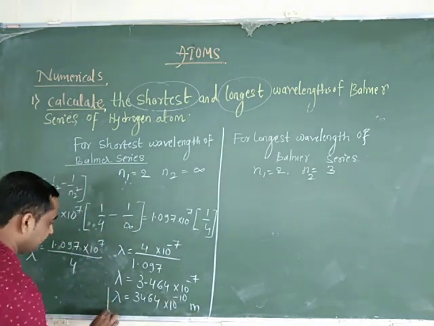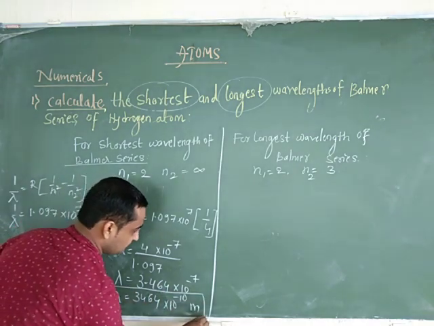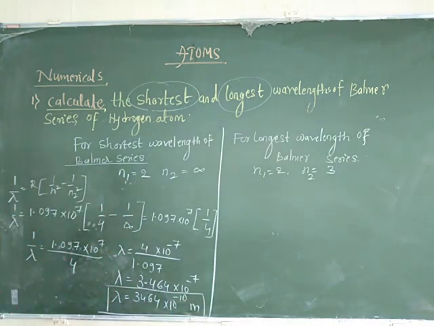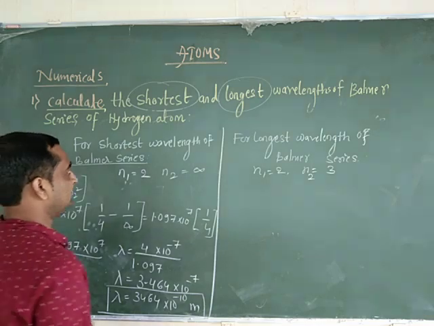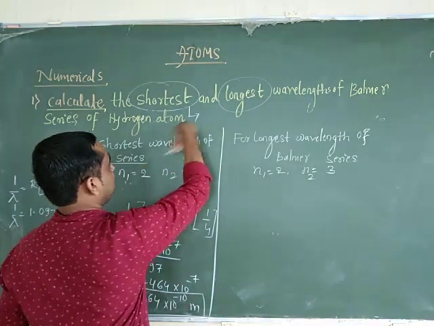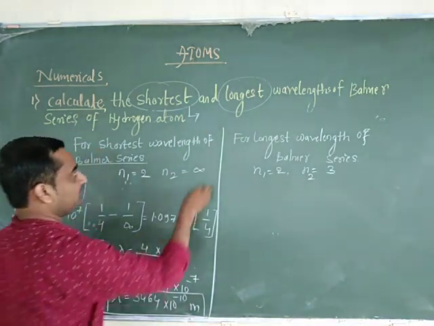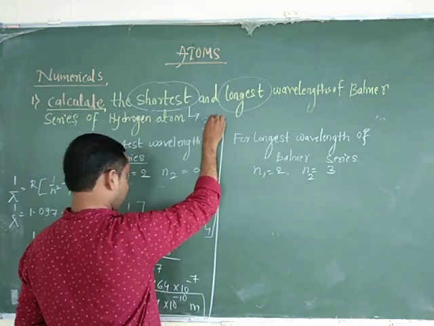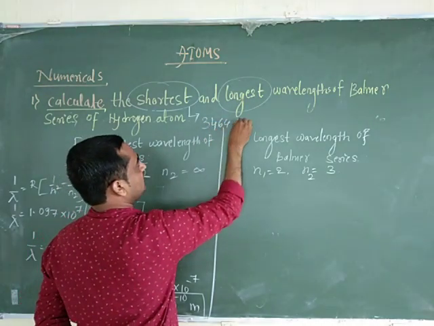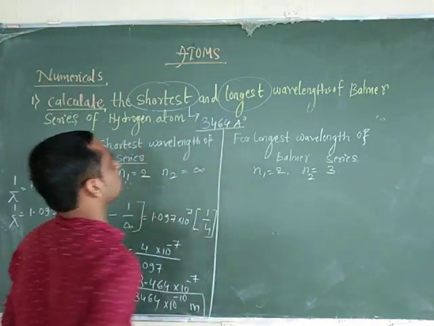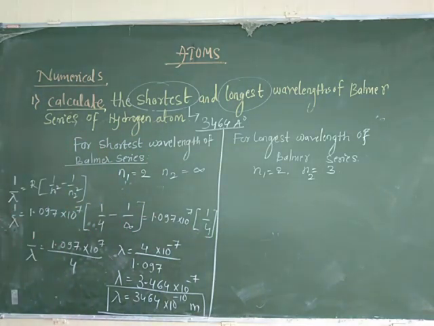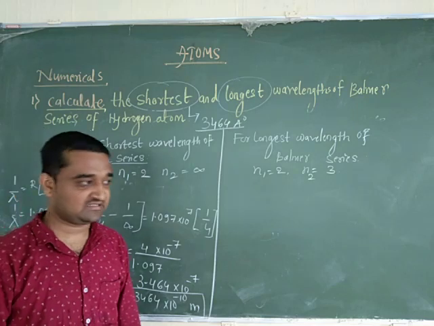So it is the wavelength, and the unit is meter. This value can also be written as: the shortest wavelength is 3464 angstrom. So this is the shortest wavelength of the Balmer series, that is, the wavelength of the last transition, the last wavelength.